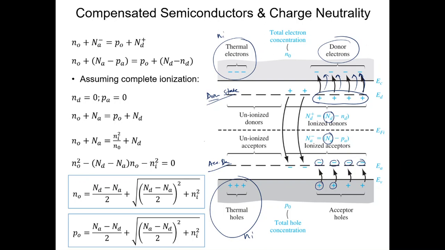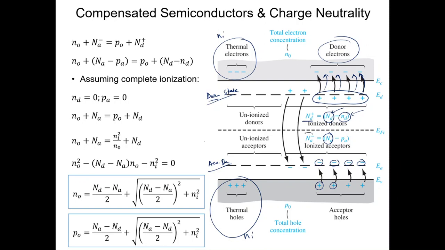So let's assume that the net positive charge in the donor state is Nd, which is the total number of states, minus small nd, where small nd is the number of states which are not ionized.